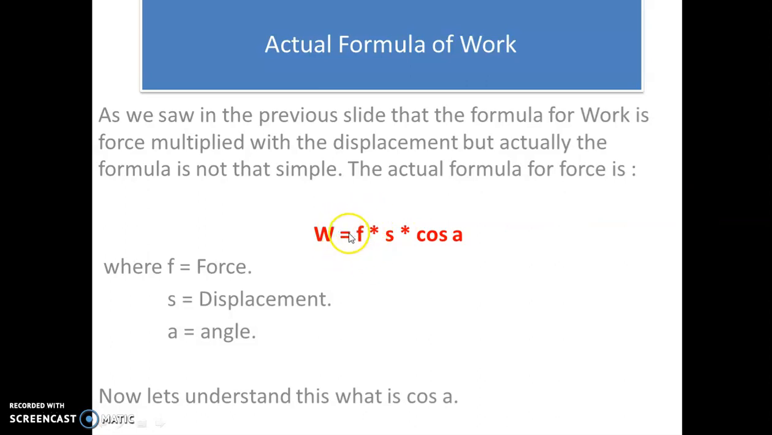Okay. Now force is there, as we have studied in the previous slide. Displacement is also there, as we already know. What is new here? Cos A. And what is A? A is an angle. What type of angle? Why is cos there? We'll all get to know about it. But just remember for the time being that work equals F into S into cos A. A is an angle. Everything will be clear. So now if someone asks you what is work? Work is force into displacement into cos A.